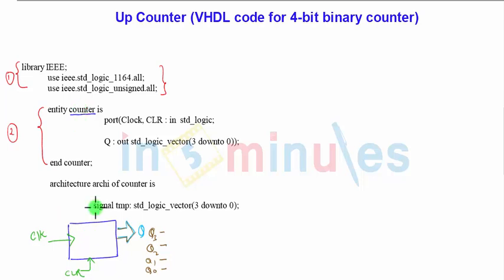So I have defined the counter, and this will be named counter. This is the entity. Since the interface is defined, the syntax is to end with the entity name, that is, end counter. Now this is a behavioral code I am writing here.